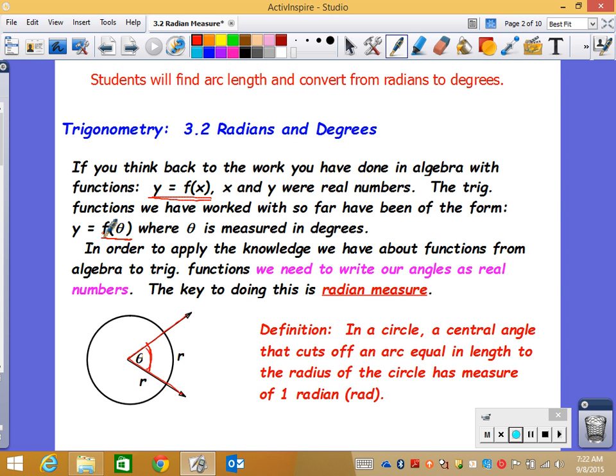Because in order to use all of our function knowledge that we have built up already, we need to write our angles as real numbers. So we introduce the radian.